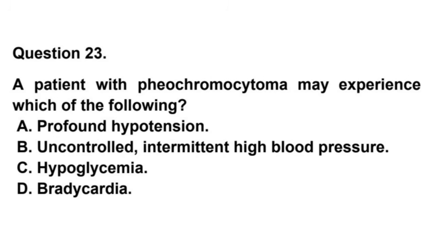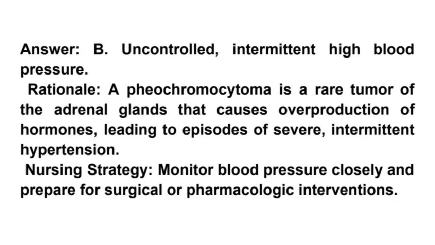Question 23. A patient with pheochromocytoma may experience which of the following? A. Profound hypotension. B. Uncontrolled intermittent high blood pressure. C. Hypoglycemia. D. Bradycardia. Answer: B. Uncontrolled intermittent high blood pressure.